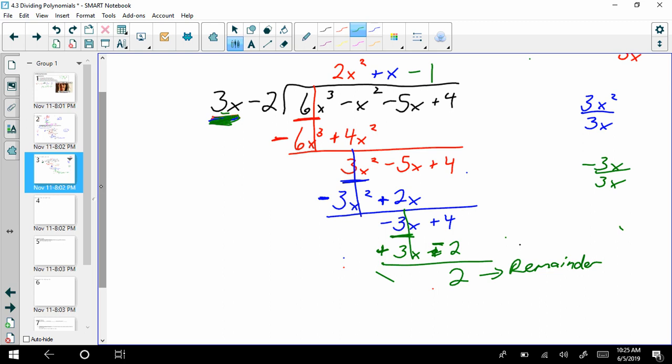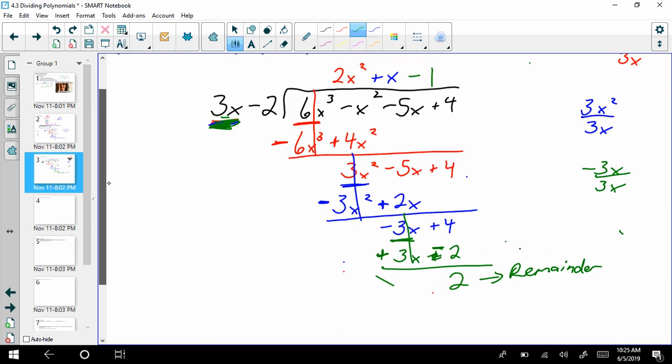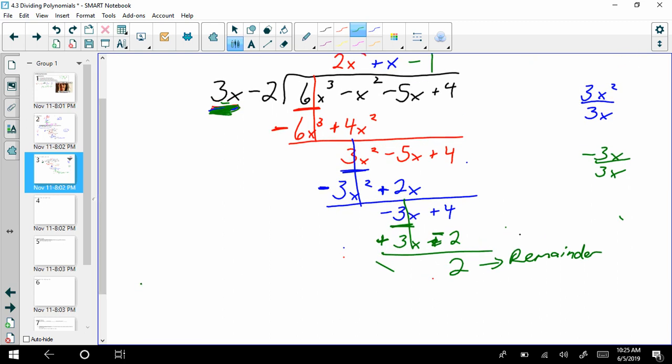So here's how I want you to write your answer if you have a remainder. After dividing, my answer was 2x squared plus x minus 1. And if there's a remainder, here's how we write it. Plus my remainder of 2 over what I was dividing by. So I was dividing by the 3x minus 2.